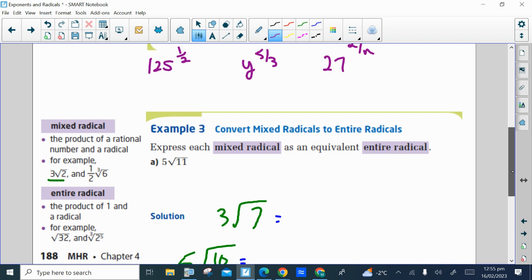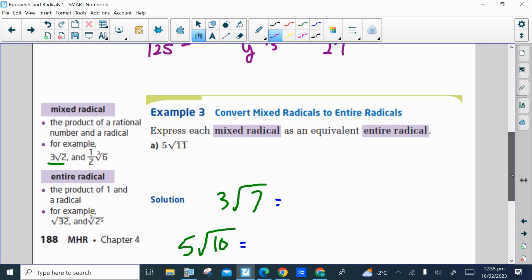Good. Okay, so now we're going to start working with these irrational numbers. We're going to start working with these radicals. And we're going to see there are 2 different types of radicals. There are mixed radicals and entire radicals. The difference between the two is this.